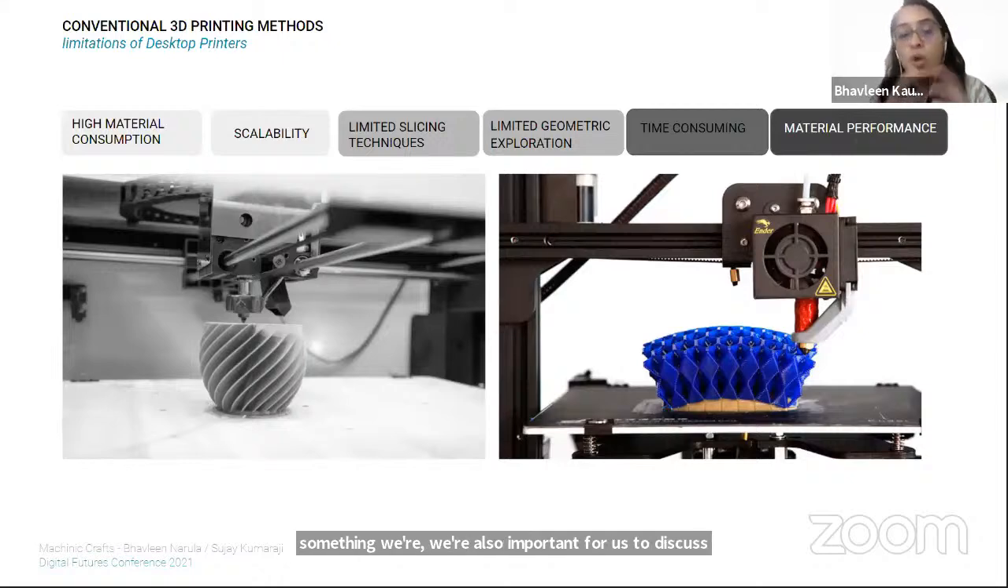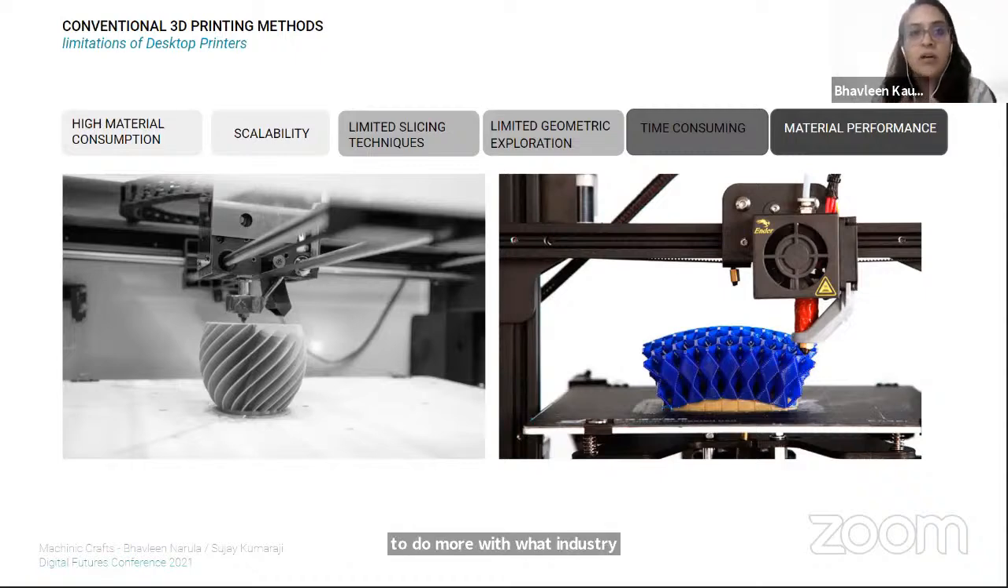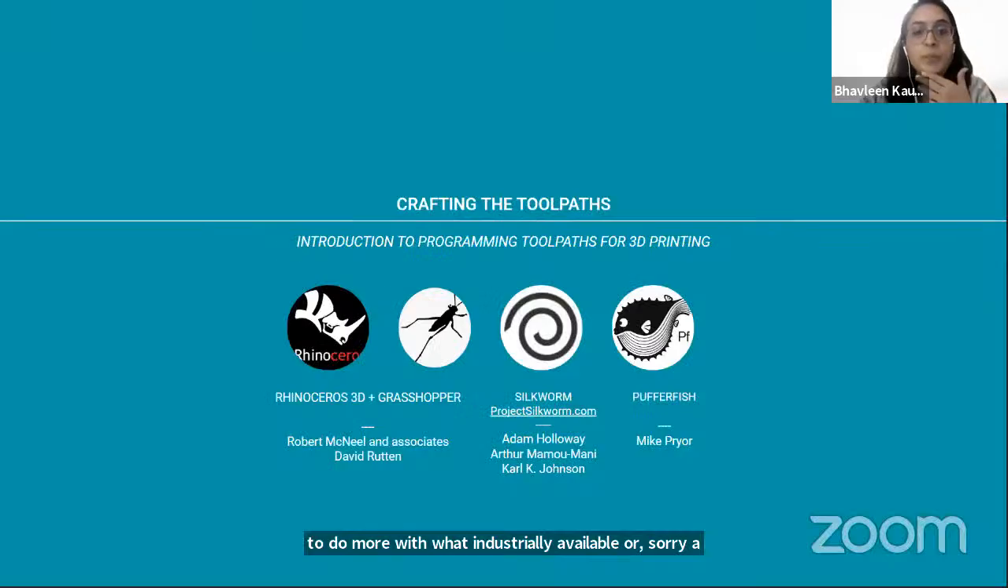The workshop broadly tried to address the limitations in conventional 3D printing and how one can hack certain methodologies to do more with what an industrially or commercially available 3D printer would do. Like I was discussing, we were looking at Grasshopper for Rhino and the Silkworm plugin.